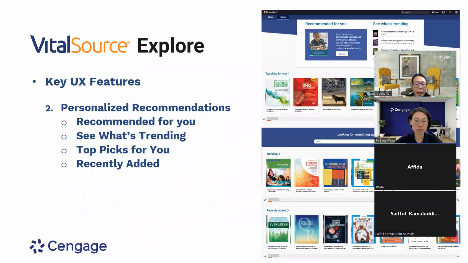Okay. This will be the personalized recommendation. It identifies content based on user behavior to enrich the learner experience. Here you can see Recommended for You is a top title for the user based on their browsing history. See What's Trending shows the popular learning resources available within this particular collection. And we have Topics for You, which is content personalized to what the user is reading.